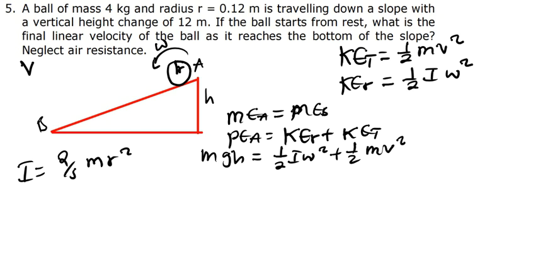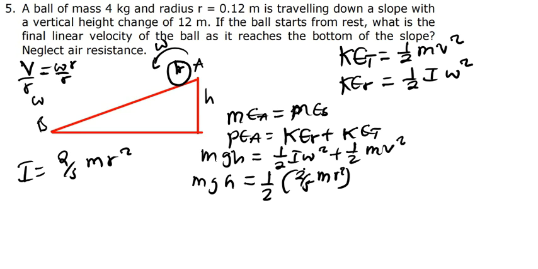Okay, so now we are going to replace this: mgh is equal to half inertia, which is 2/5 times mass times radius squared. But our goal is to find v. Remember, I gave you these formulas: v is equal to ωr. So I can divide both sides by r, and ω is equal to v/r. So where there is ω, I can replace it with v/r, but I need to square it. Plus half mass v squared.